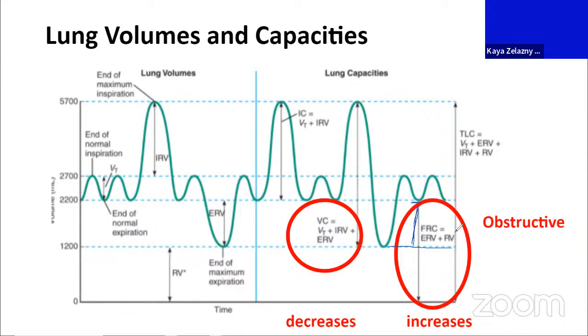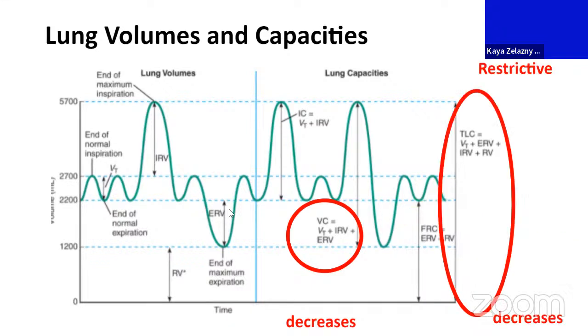So what's happening in an obstructive disease is you're basically having a difficulty breathing air out. So this is why this is going to increase, that we're basically getting air stuck in the lungs. Okay, and at the same time, this is going to decrease our vital capacity as we're not expiring as much air. So we're going to end up with less air in total that we're able to move.